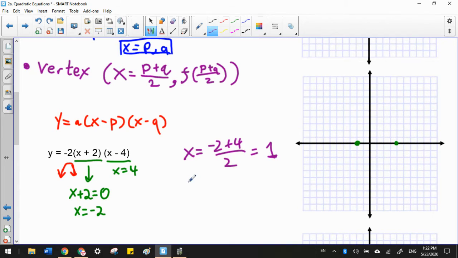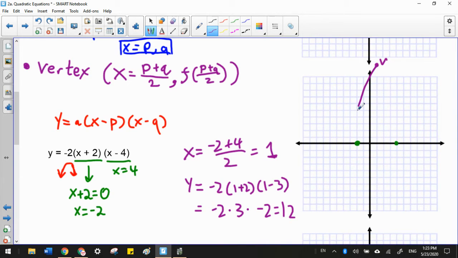And now to find the y value, I really just need to plug 1 into the equation. So -2 times 1 plus 2 times 1 minus 3. This just simplifies into -2 times 3 times -2. Keep in mind the signs. That's going to give us a positive 12. And that up here is around where 12 would be. Label that as my vertex. And now we can draw this curve that describes everything we need to describe with it.